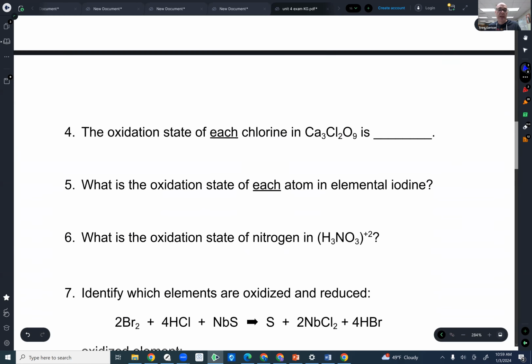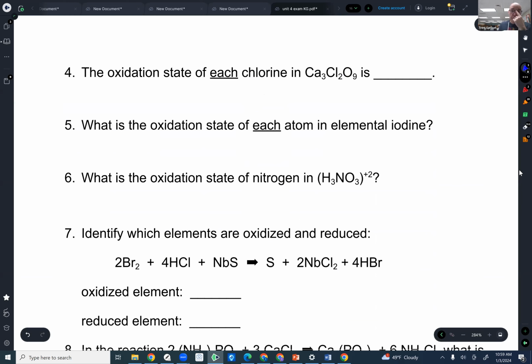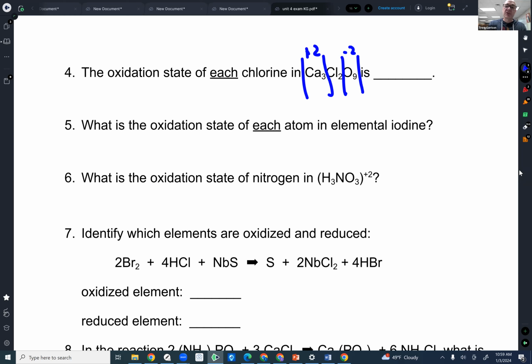Number 4, oxidation state for chlorine. All right, each chlorine. So what we need to do is calculate it. There is a rule that states from your cheat sheets that oxygen has a charge of -2. Calcium has a charge of +2. All of the alkaline earth metals have a charge of +2. So if we total that up, that's a +6, and that is a -18. So the chlorines in the middle, they've got to somehow make all of this equal to 0.